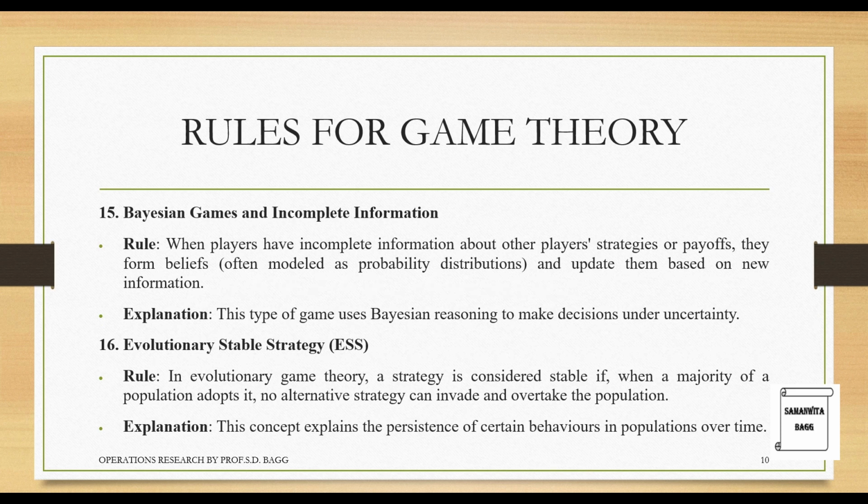The next is Bayesian games and incomplete information. When players have incomplete information about other players' strategies or payoffs, they form beliefs, often modeled as probability distributions, and update them based on new information. This type of game uses Bayesian reasoning to make decisions under uncertainty. Example of Bayesian games is auction.